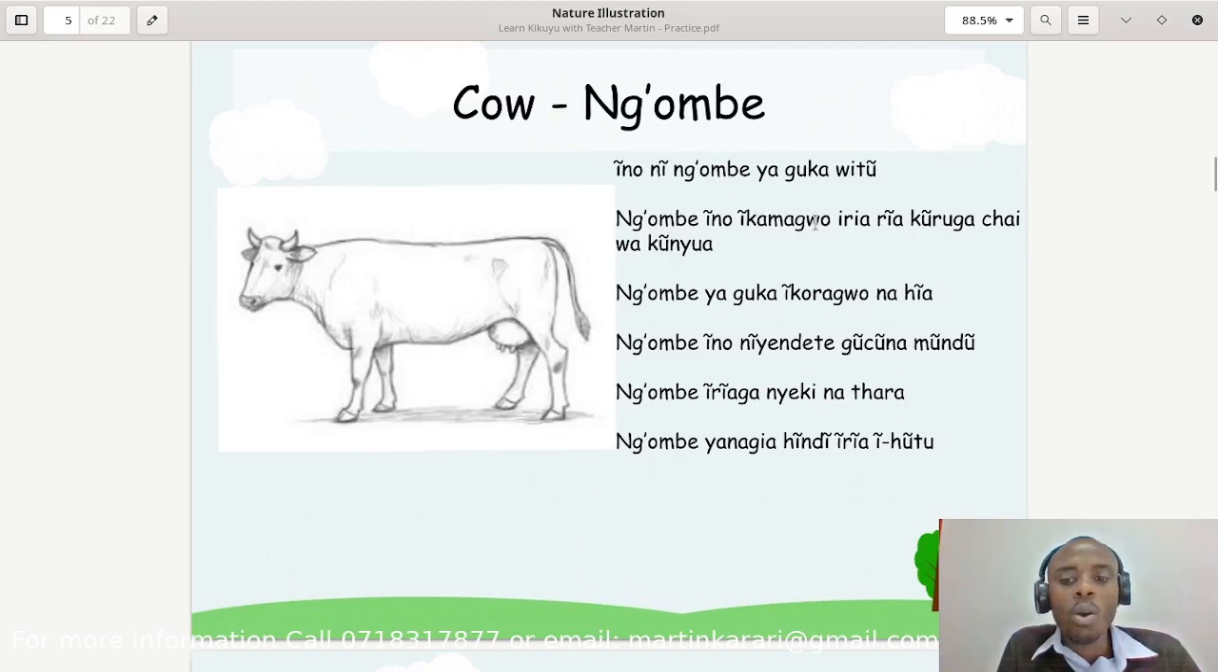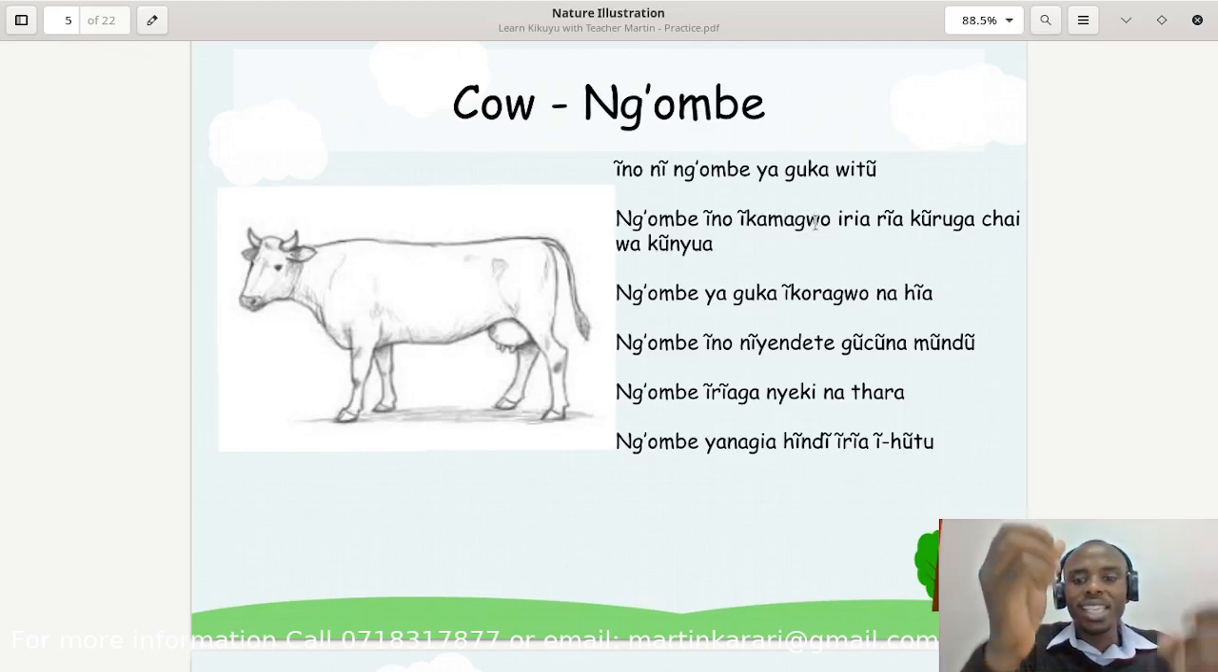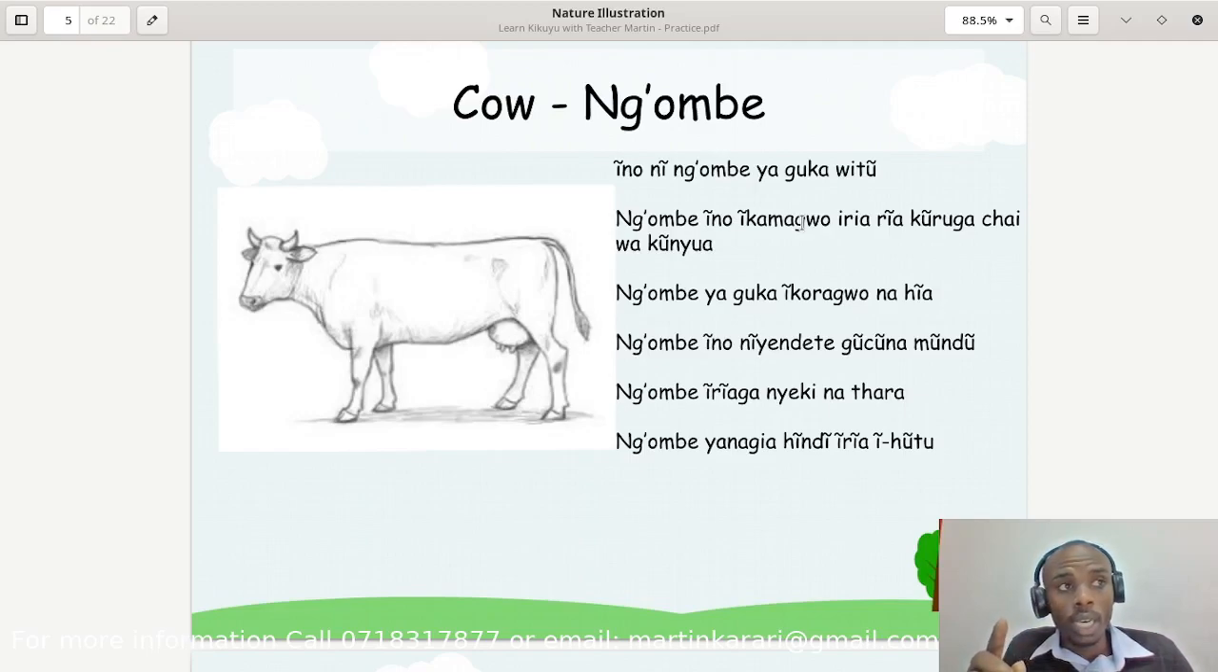Ng'ombe eno ekamagwo. Gukama is to milk. Gukama iria. Gukama milk. Now we are talking about the ng'ombe. And we said for non-living and also animals we use a. So you say ekamagwo. Iria, milk. And also the name Iria has another translation, which means a lake. Iria. Ria Naifasha. Lake Naivasha.